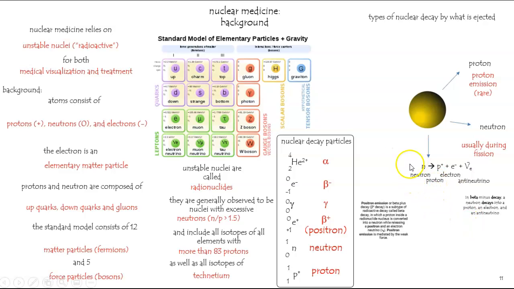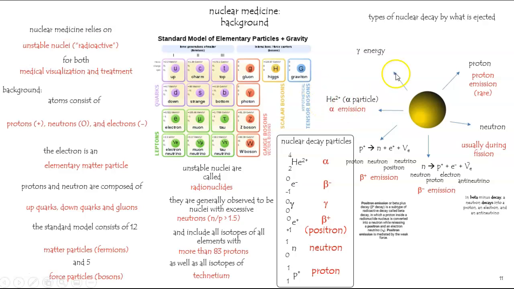Here we have a neutron being converted into a proton, an electron, and an antineutrino. We call this beta emission. Sometimes you see the negative sign. Here we have positron emission, which is given the beta plus emission sign, where a proton is converted into a neutron, a positron, and a neutrino. Alpha emission is perhaps the most common. This is helium-2+. And you can also simply give off energy in the form of gamma energy. This is gamma emission. Those are the major types of nuclear decay.